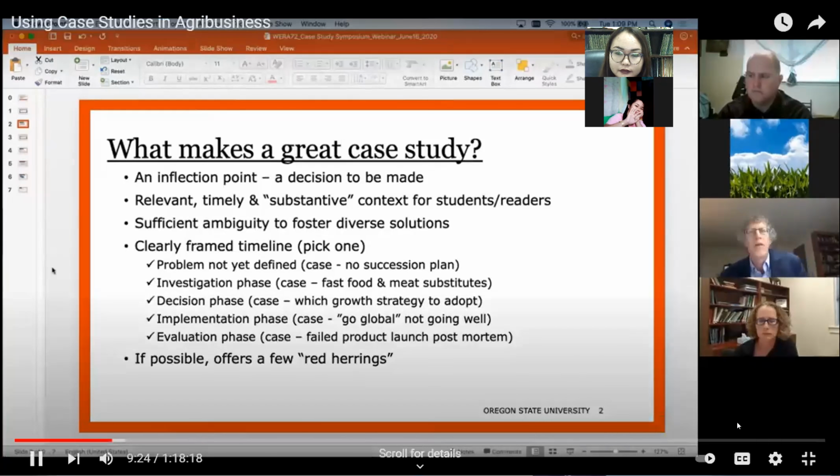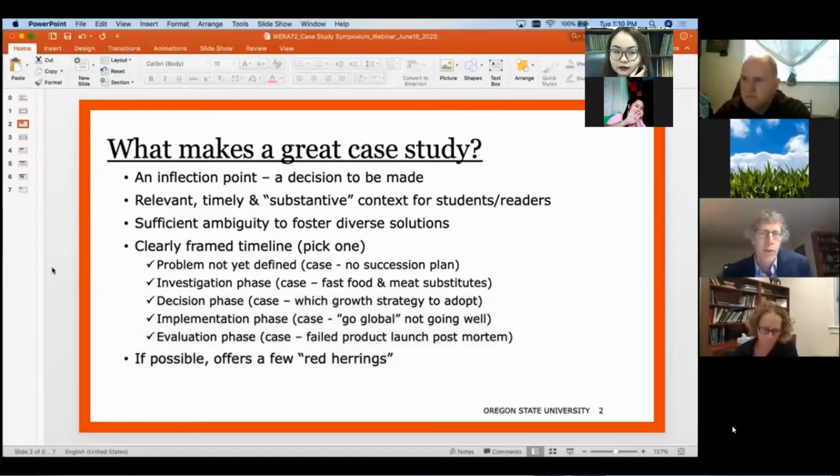Other important parts of a case study, I want to get through these fairly quickly. Relevant, timely, and substantive context for the readers, for the students. By relevant, that's something that the students can relate to. So oftentimes that's geographic specific. A lot of times that is commodity specific.